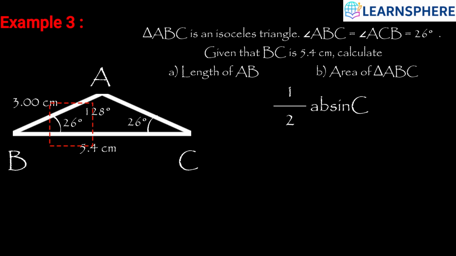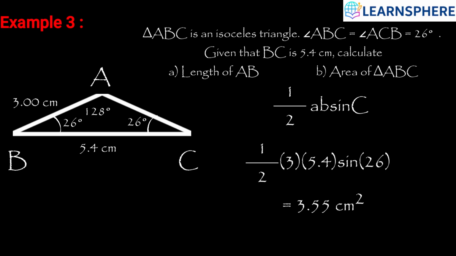Next, we can use the two sides and the angle that is sandwiched between the two sides and substitute it into the formula, which gives us area equals half times 3 times 5.4 times sine 26, which can be evaluated to be 3.55 cm squared as the answer for the area of triangle ABC.